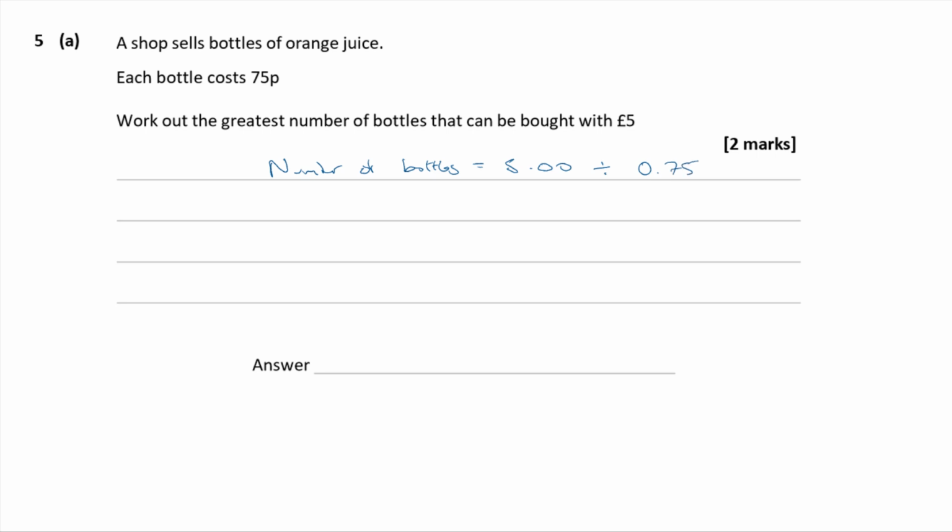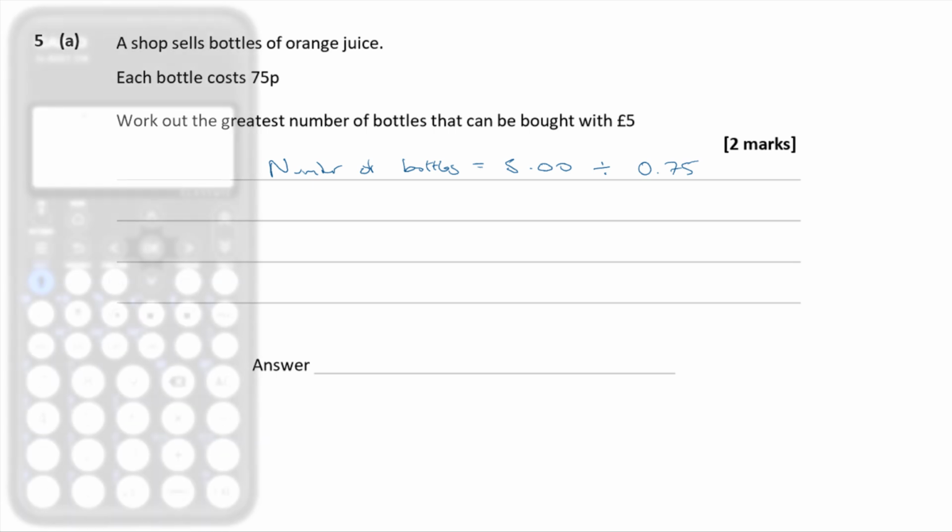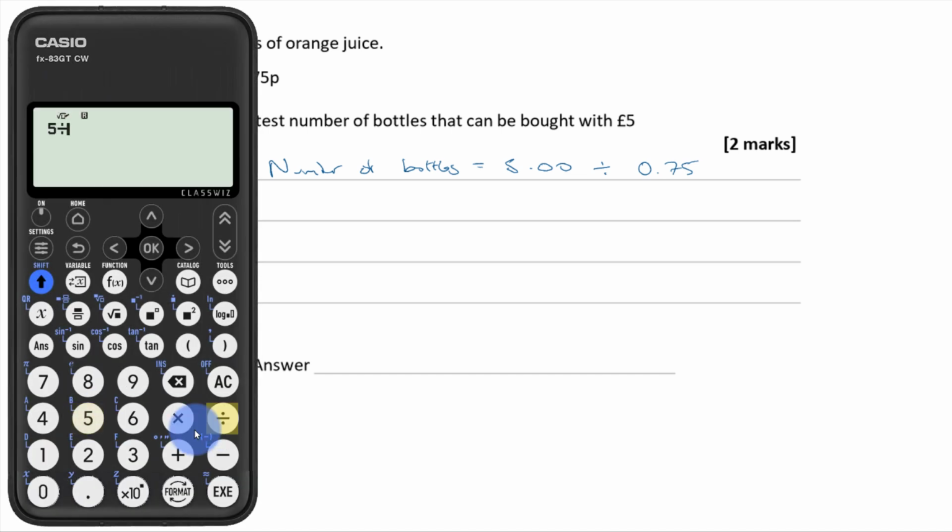75p. Now, try to get into the habit of writing down things before you type it into the calculator, because there are marks. This is a 2-mark question, and knowing you have to divide by 75 is probably going to be one of the marks, isn't it?